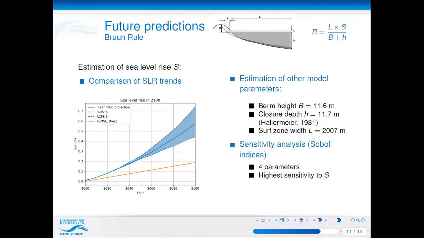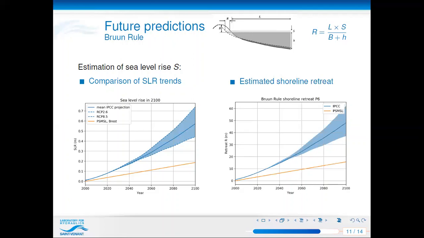The other model estimated values of the model parameters are shown here for the berm height, closure depth, and surf zone width. And in doing this kind of a test, we decided to do a sensitivity analysis of running a large number of simulations and calculating the Sobol indices to see which parameter the model was most sensitive to. And for this beach profile that we're looking at, it was the sea level rise rates that were the most determinant. On the right now, we're looking at the estimated shoreline retreat, which we see reproduces very well, or very similarly, the curves of the sea level rise on the left.